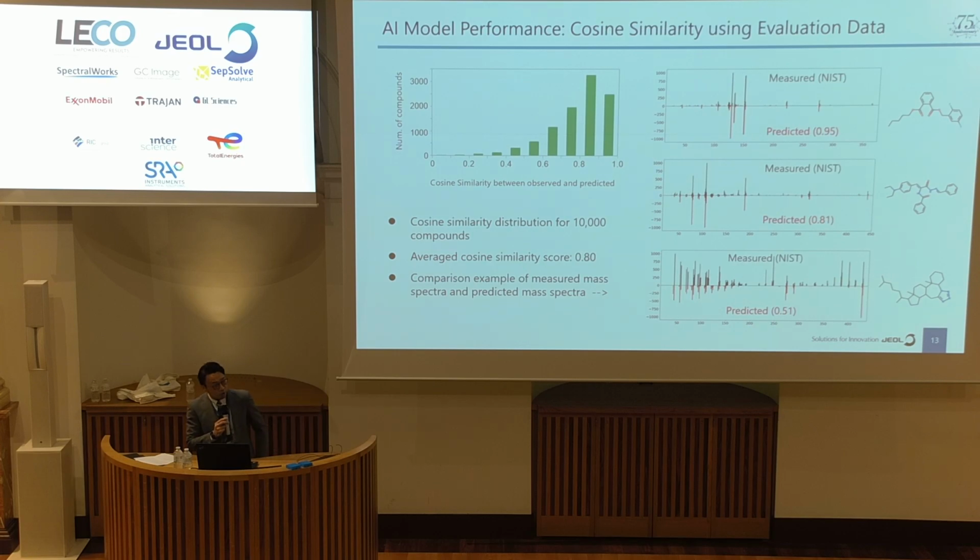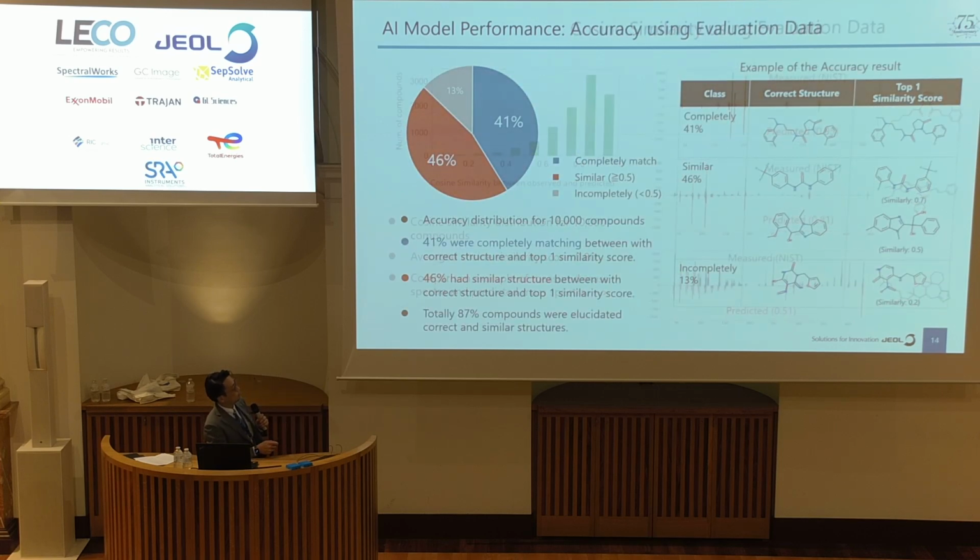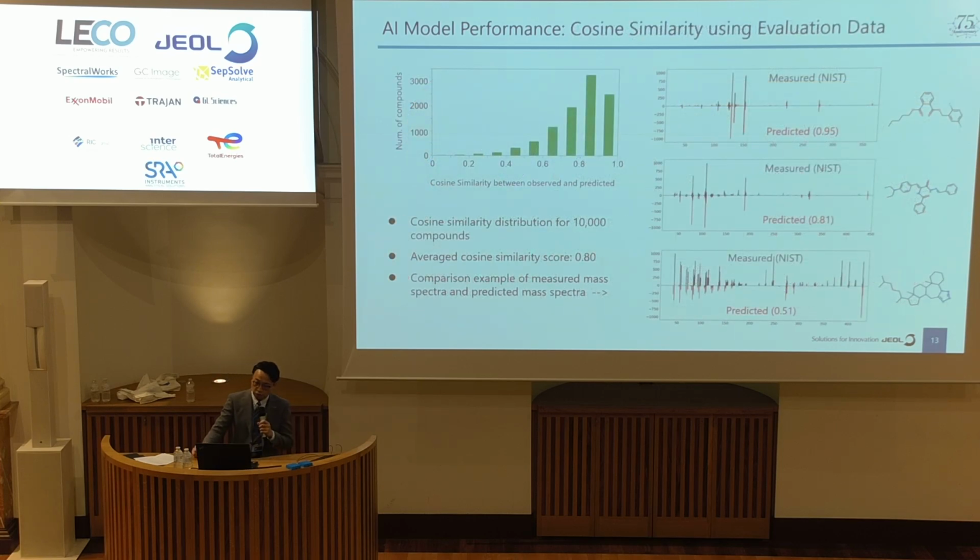And of course, I have to explain our AI model performance. This is showing the cosine similarity using the evaluation data. We are using 10,000 known compounds for testing, okay? And this is a distribution diagram for the cosine similarity scores. The averaged value was 0.8. Of course, the cosine similarity score maximum is 1. So I think 0.8 is quite a high number.